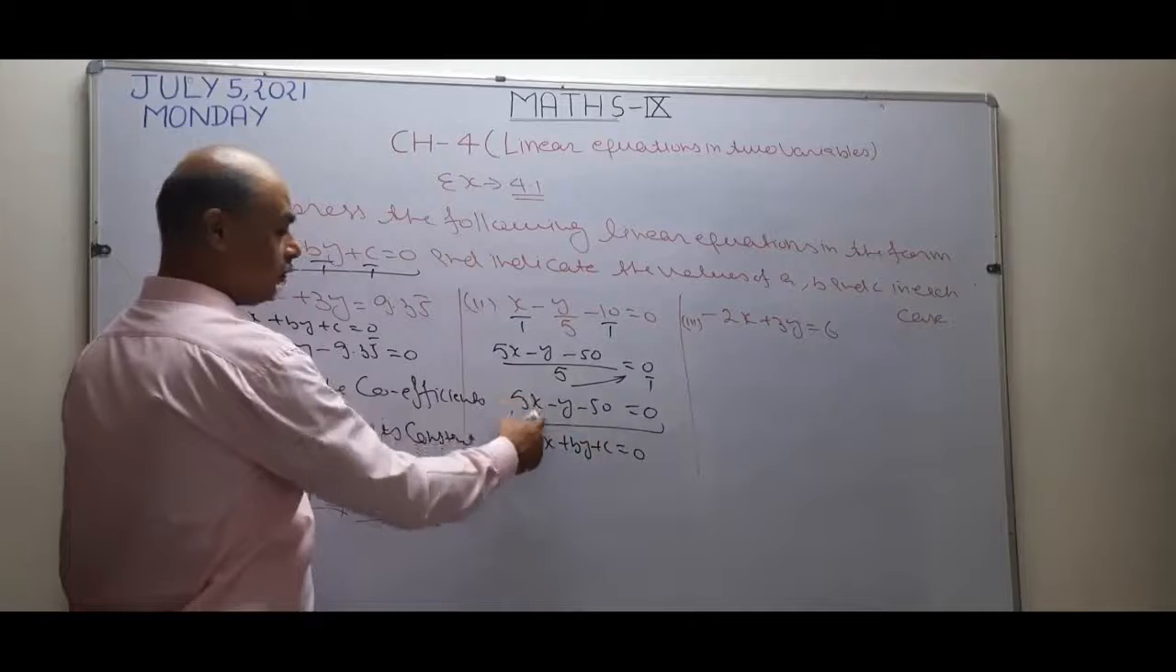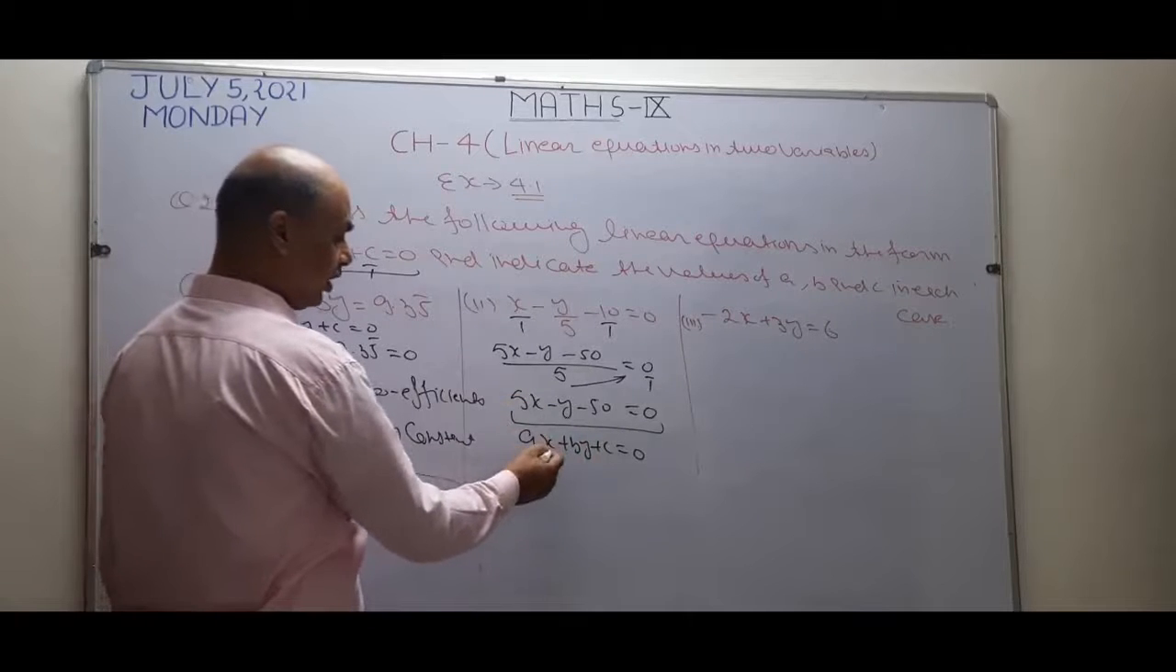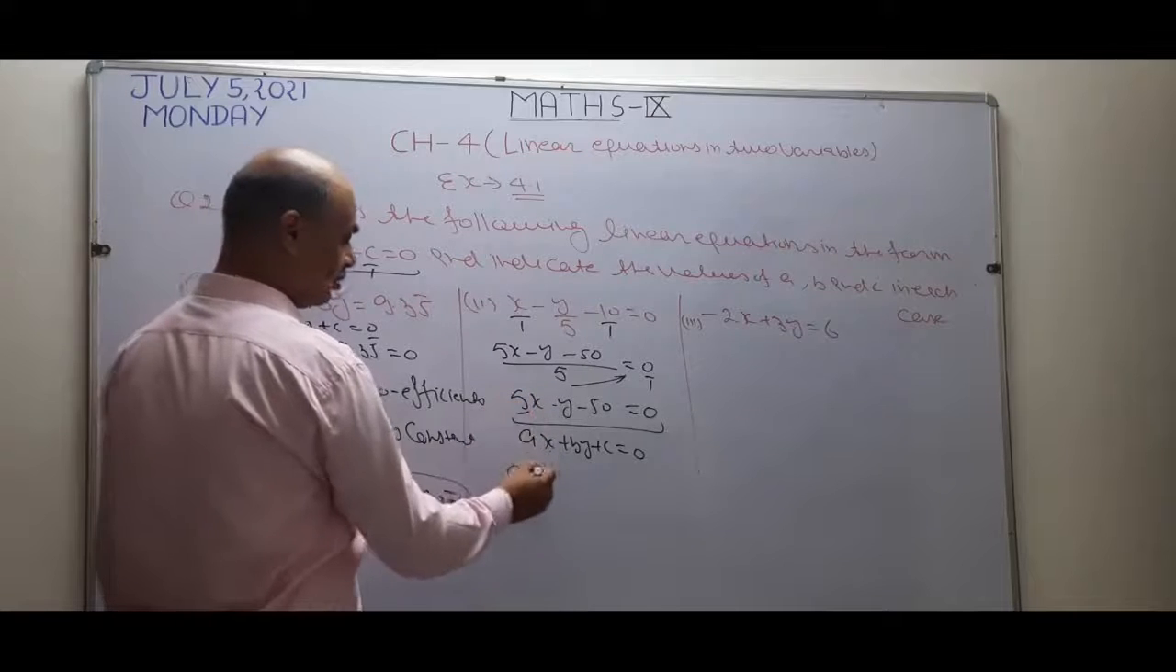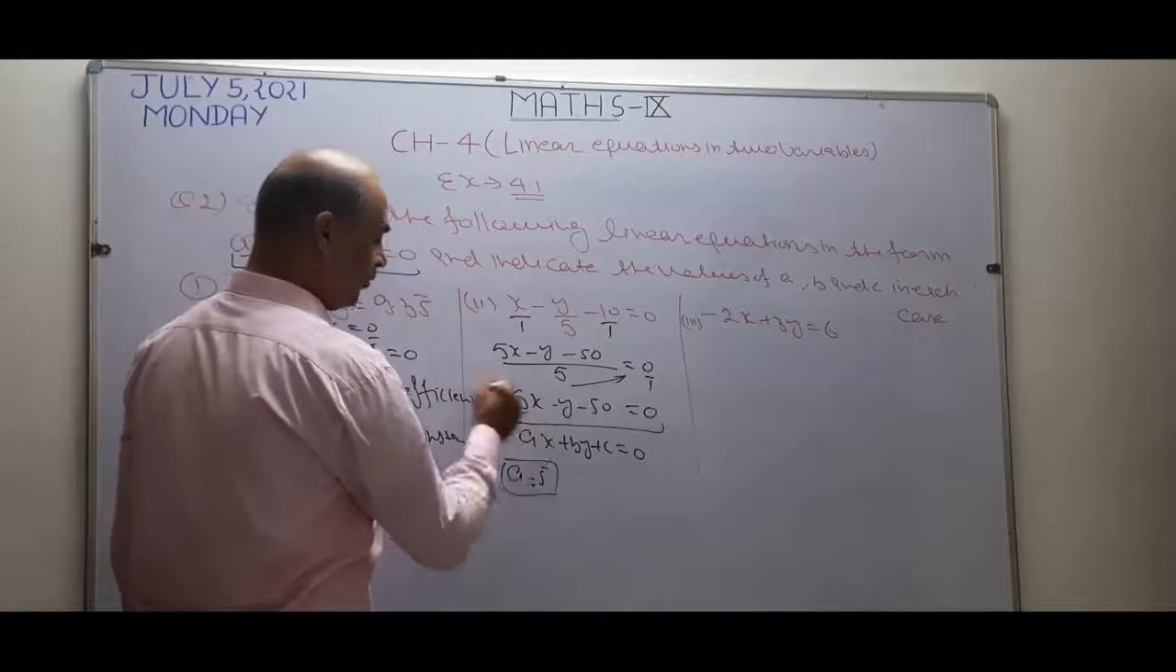Now see, what is the coefficient of x here? In the standard form, the coefficient of x is a. In the given equation, the coefficient of x is 5. So the value of a becomes 5.